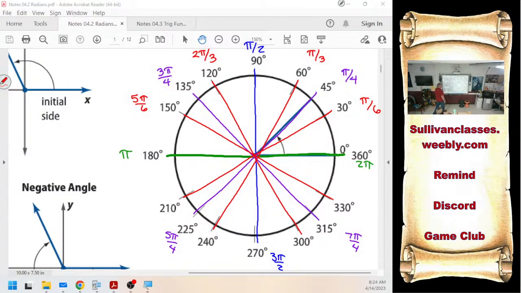Okay, just keep counting by sixths. 6 over 6, 7 over 6, 8 over 6, reduce it. 9 over 6, they're reduced. 10 over 6, reduce it. 11 over 6.